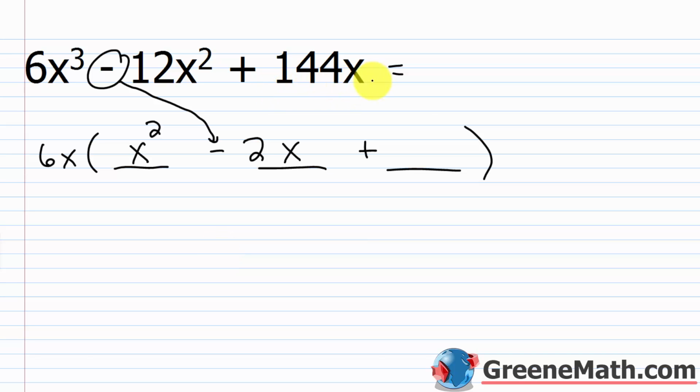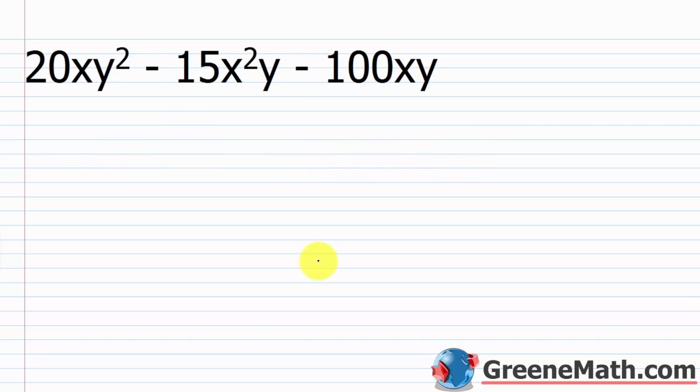Then 144x divided by 6x. What is 144 divided by 6? Well, that's going to give me 24. So we factored out the greatest common factor here, and we end up with 6x times the quantity x squared minus 2x plus 24. All right, let's look at another one.